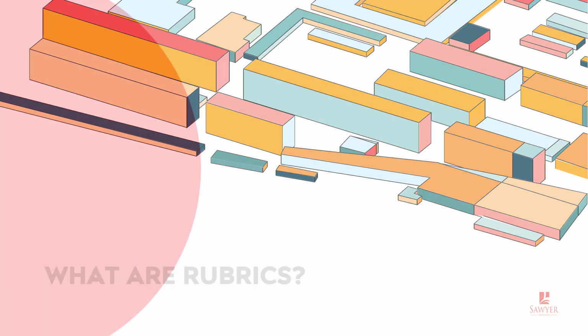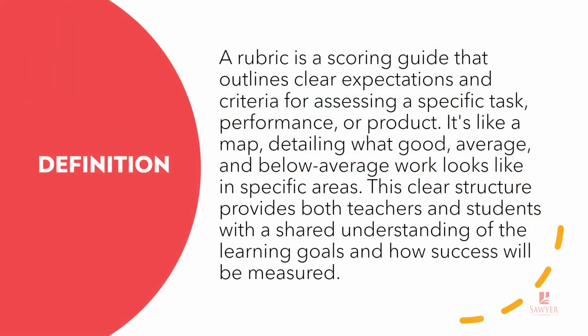The technical definition, of course, is that a rubric is a scoring guide that outlines clear expectations and criteria. There's that beautiful word, criteria, for assessing a specific task, performance, or product. Now, what do we want to produce? When we talk about product here, we're talking about our projects and presentations, and so it's better to use rubrics in our projects and presentations for evaluating students.